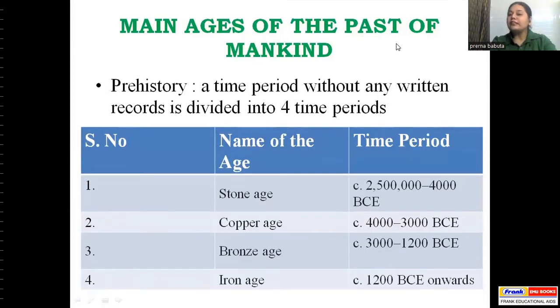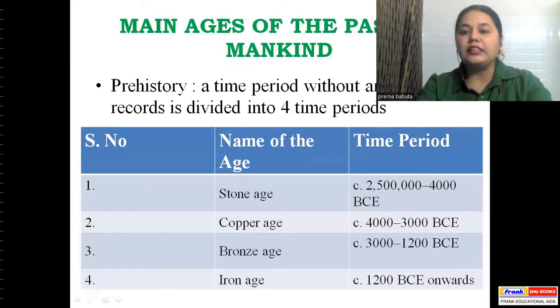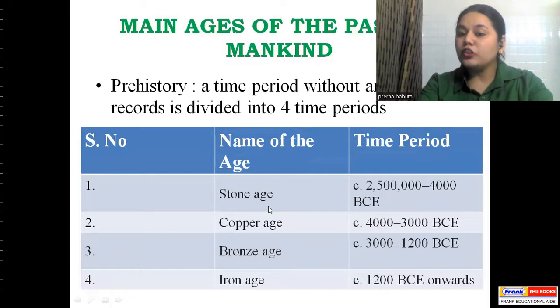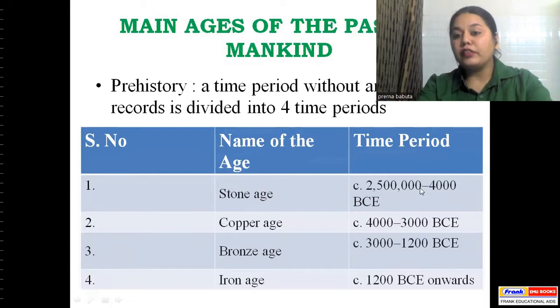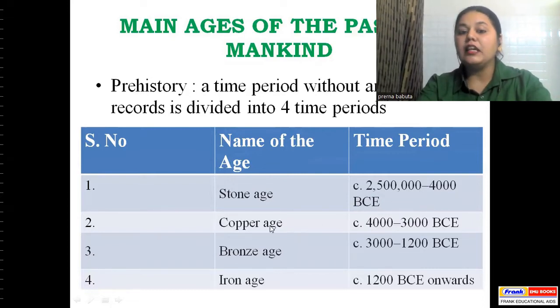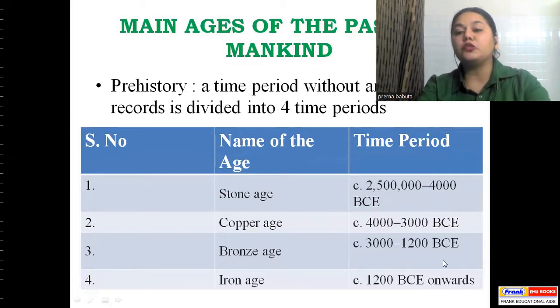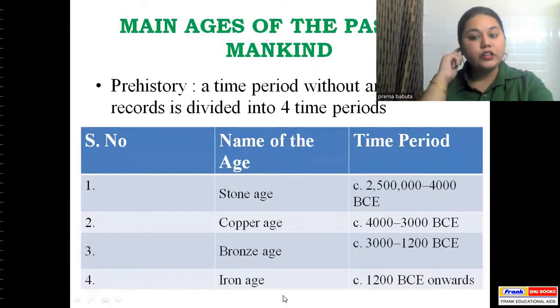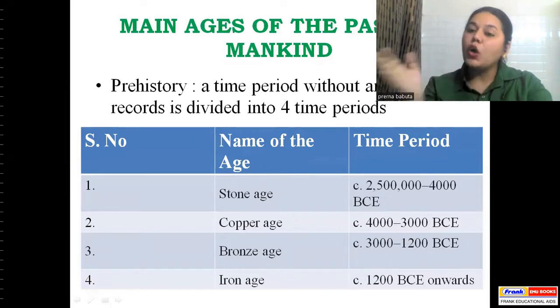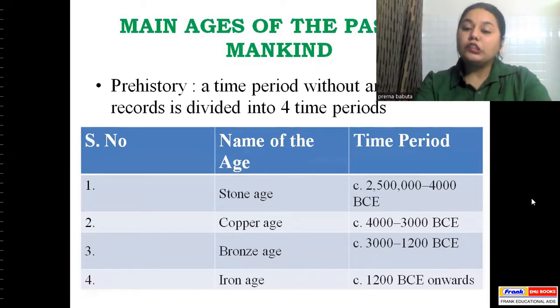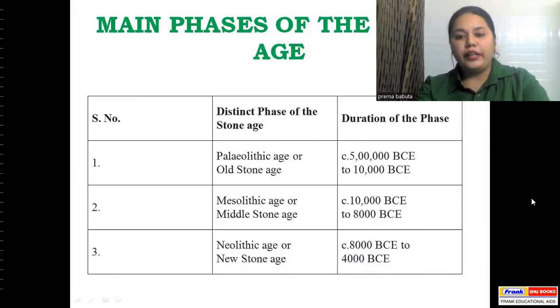All right. As I've already told you, these were the main ages of mankind. We talked about prehistory, about which we do not have any written record, as we have already discussed. Here you can see these are the time periods. Stone Age from 2,500,000 to 4000 BCE. Then you have Copper Age from 4000 to 3000, Bronze Age from 3000 to 1200, and then Iron Age, which was 1200 BCE onwards. So coming to Stone Age.